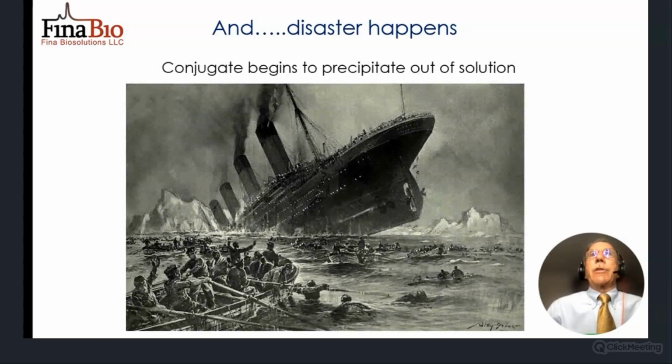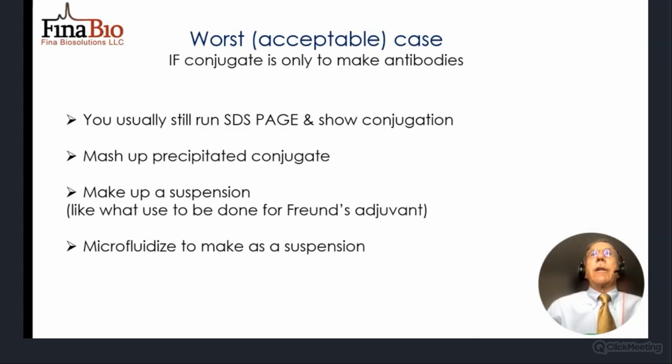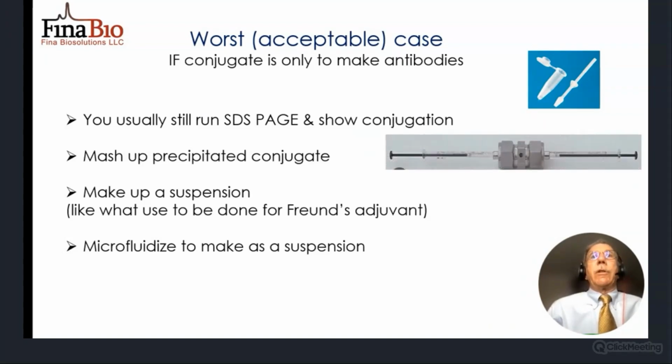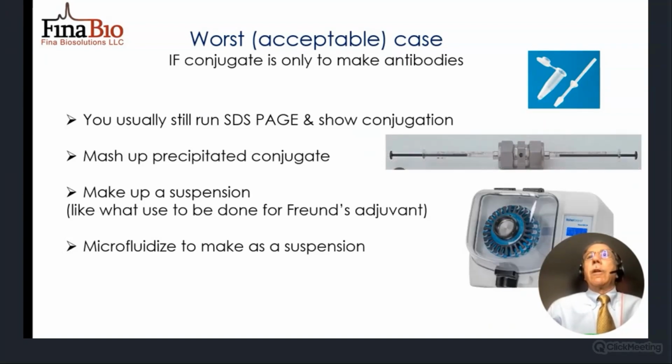Now, sometimes disaster happens and your conjugate, despite your best efforts, will begin to precipitate out of the solution. You can still run SDS-PAGE and show conjugation. You can mash up the conjugate to make a suspension of it. You can make a suspension with needles, and you can also beat it up with a bead beater and make little particles. Any of these, as long as you can get them through the injection syringe needle, you can still immunize mice with it. The peptide itself doesn't denature, and particles are often more immunogenic than proteins alone anyway.